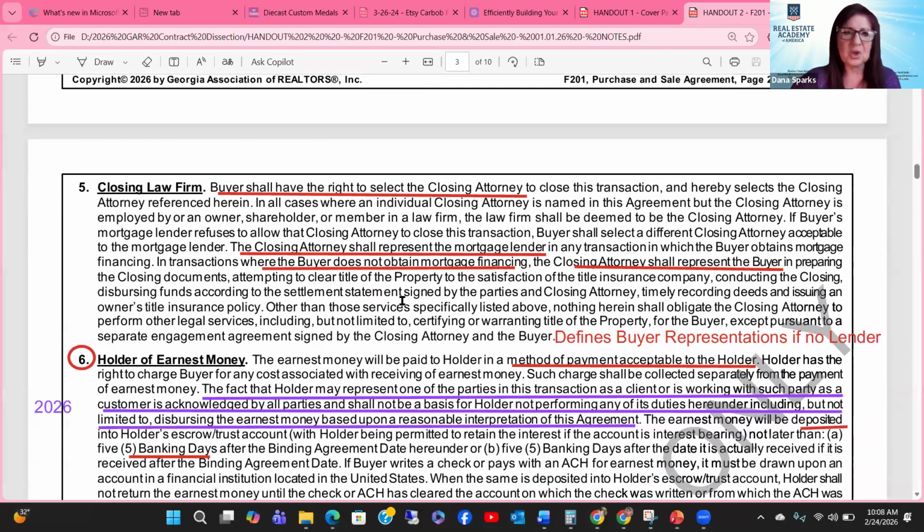And then the closing attorney. This paragraph, you guys, defines what an actual closing is. So first thing, it says buyer shall have the right to select the closing attorney. Why is that? Who does the closing attorney represent in a contract? Type in the chat. Who does a closing attorney represent?